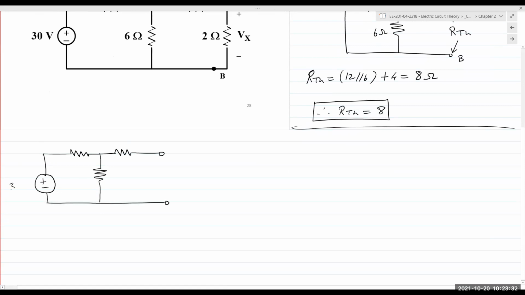30 volts. What's my pen acting up? Hold on. Still not better. Okay.